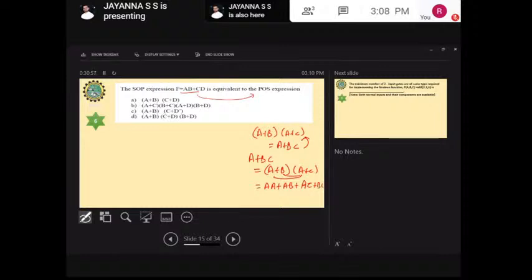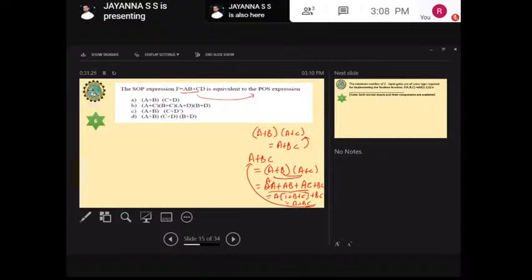You are going to take A common. A into A leads to A here. If you take A common, you get 1 plus B plus C plus BC. As you can see, 1 plus B, irrespective of these variables, will be 1. So A plus BC is the actual, which is proven. That is, we can write A plus BC as A plus B into A plus C.